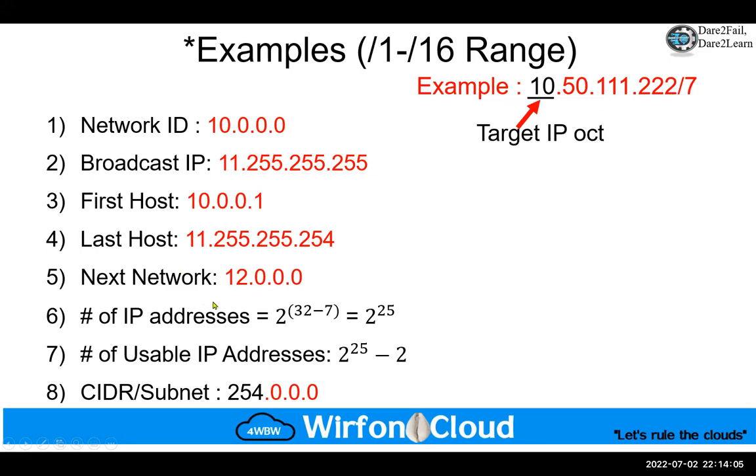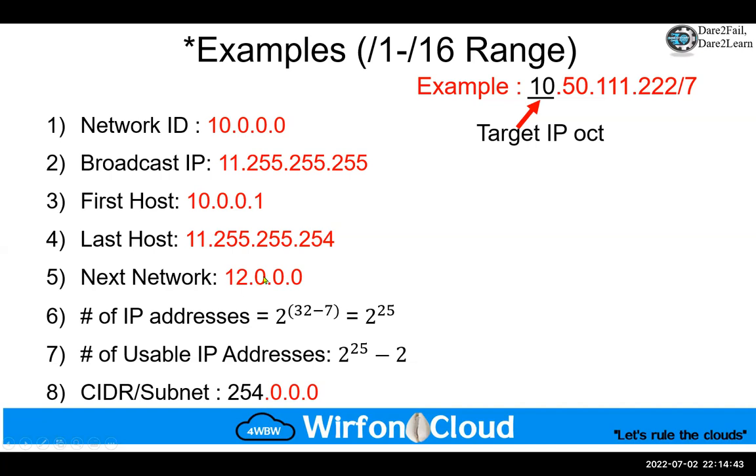10.50.1.1/7. Since we're dealing with group size, that is a /7, column under 2, so you're going in increments of 2s. Your target IP octet is 10, so you want to go past 10. If you do 2 times 5, that gives you 10, and 2 times 6 gives you 12. So you know your target IP is between 10 and 12. As such, your next network will be the one past your target IP, which will be 12.